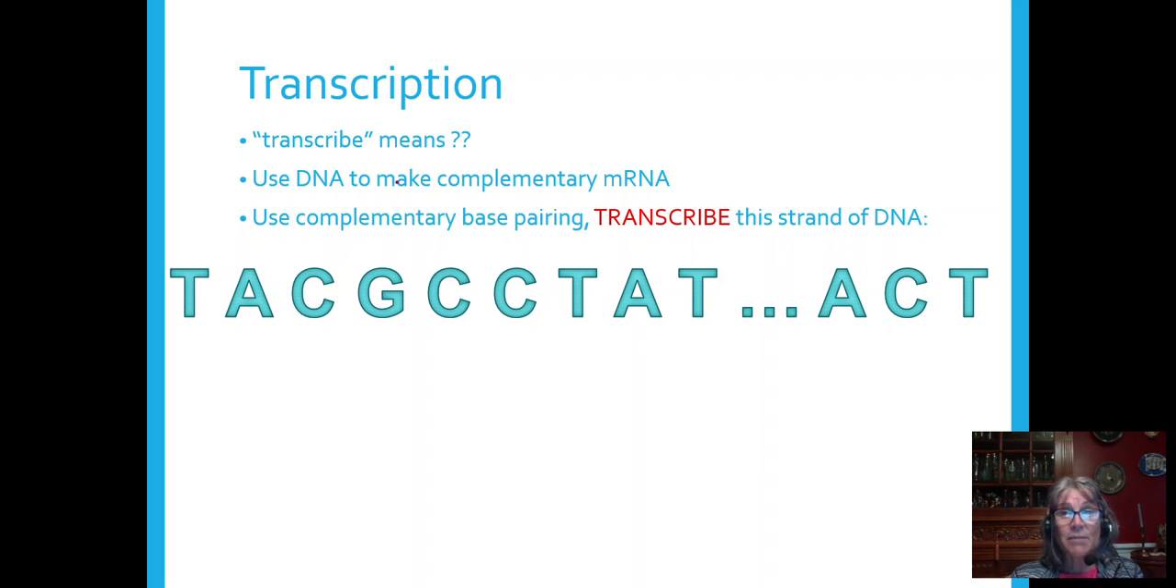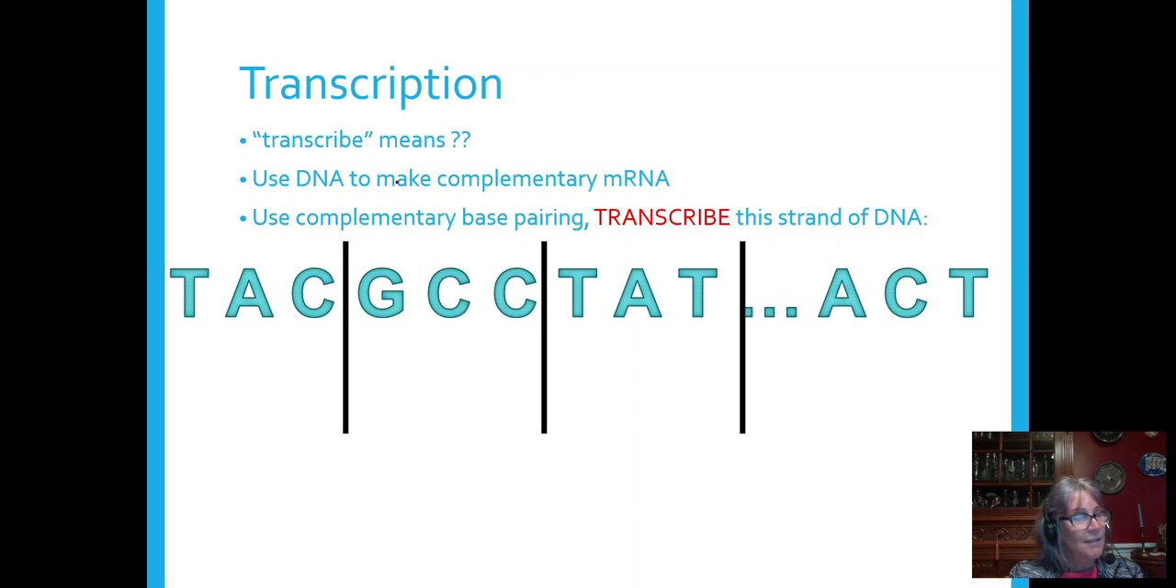Since this is the template, it means it's the one that I use RNA polymerase to make my messenger RNA, and I use complementary base pairing to build my messenger RNA in codons, in groups of 3, is how I'm going to read it. Again, we still don't need that, it just makes it easier to do this if we divide it up.